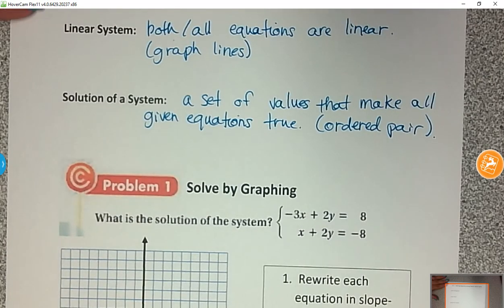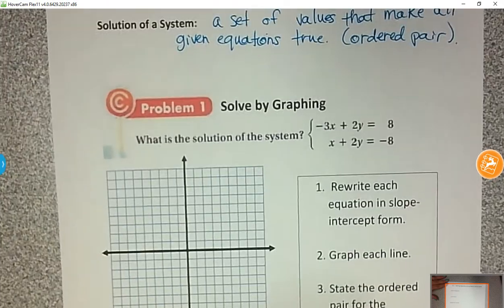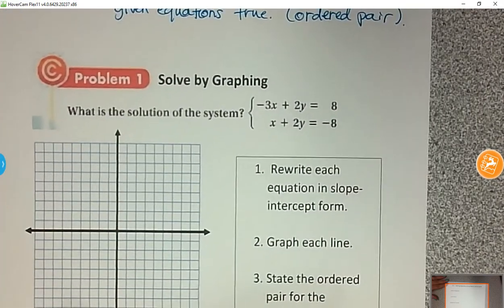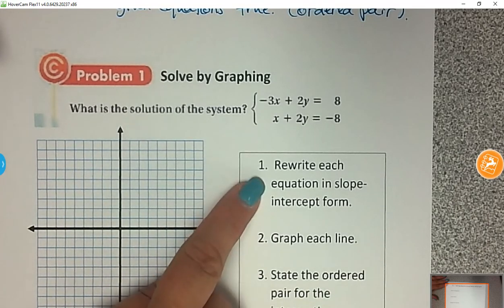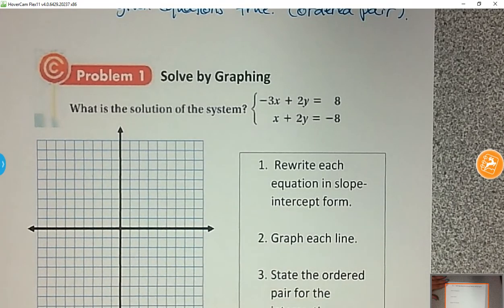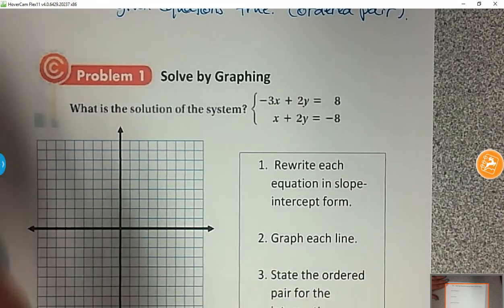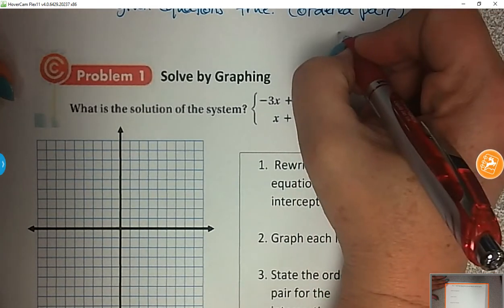So we're going to take a look at problem 1 down here. It says to solve by graphing, and they want to know what is the solution for that system. Well, the very first thing you've got to do is rewrite each equation in slope-intercept form. Okay, and I didn't leave myself a lot of room, so we're going to try to squeeze them in over here in the margin.